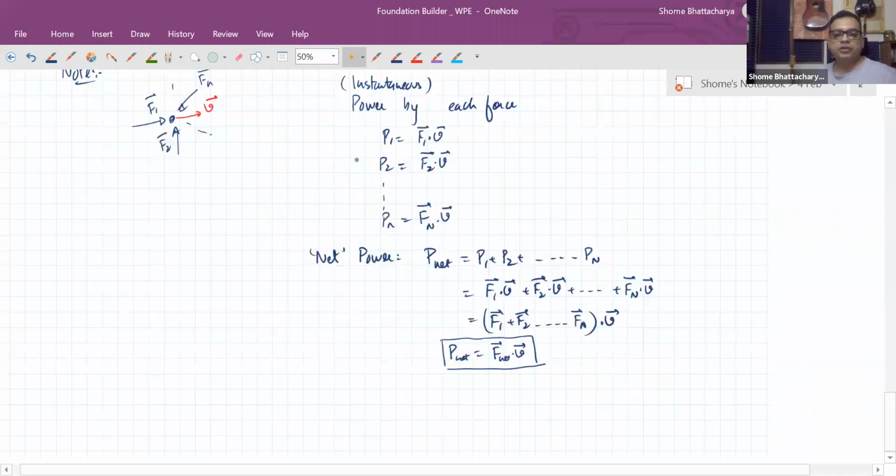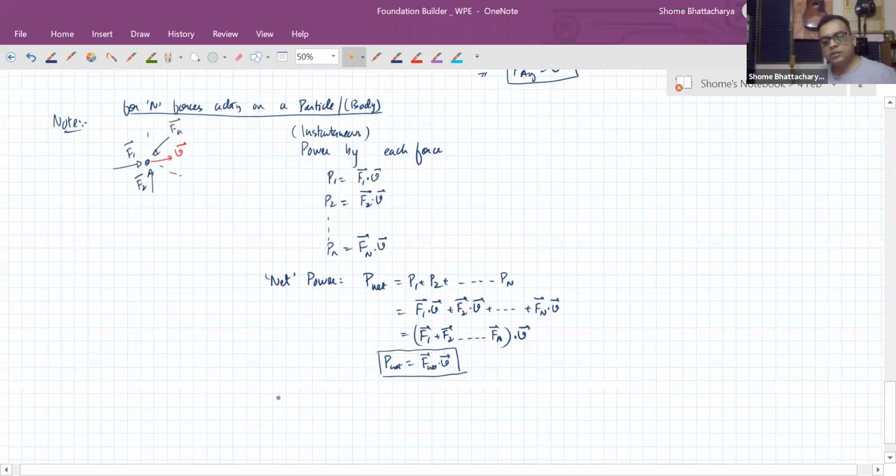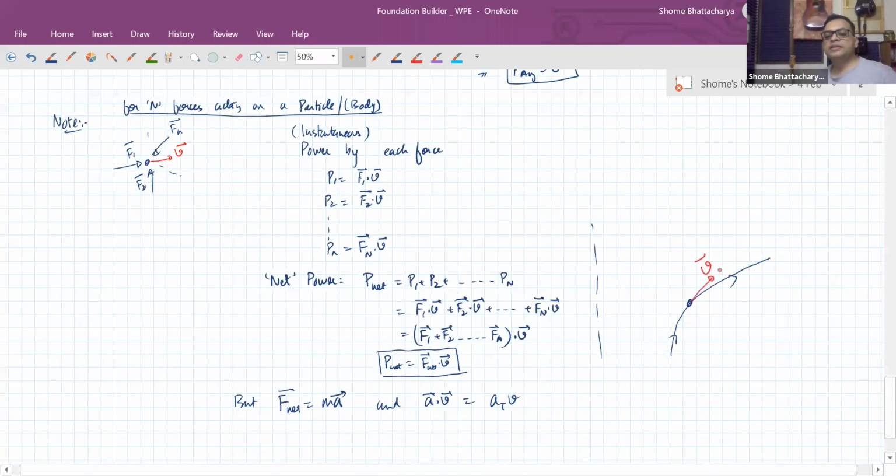Now we'll see that this net force dot velocity also has a special significance. Because net force acting on the body is equal to mass into acceleration. And acceleration's dot product with velocity becomes acceleration's tangential component into velocity. So let me explain this point. If a particle is moving along some kind of curved path like this, then at any instant, its velocity vector will be along the tangent.